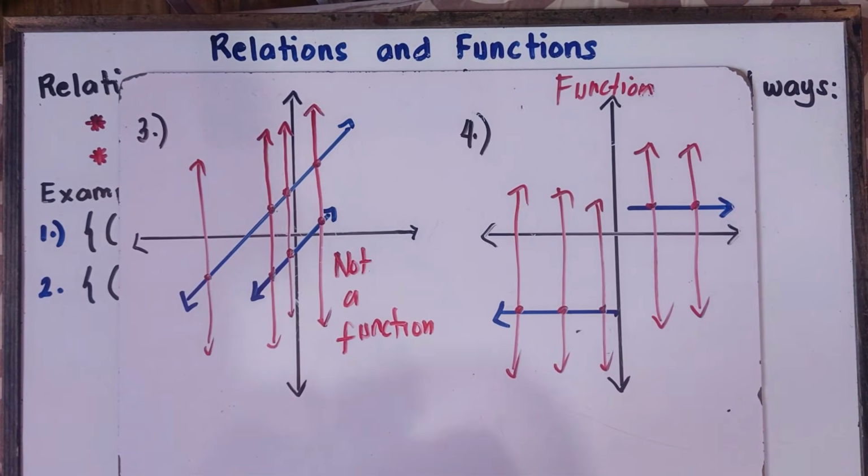That's it, class, very easy, right? So that's how you determine if the given graph is a function or not. Just simply draw a vertical line test. If there is only one point that intersects on the graph, therefore, class, it will be a function.